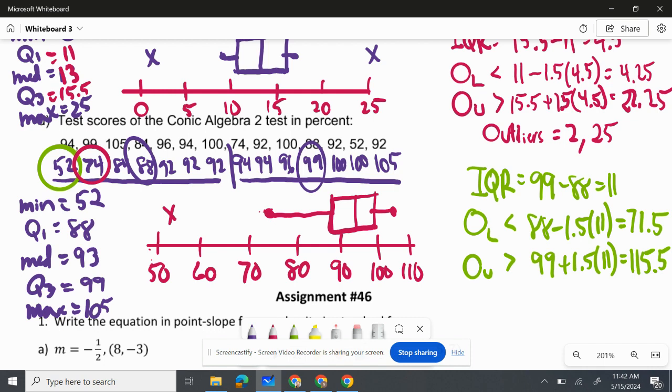Now, because it's a word problem, what we're going to do is we're going to label this. So we're going to put conics test. And then it should be in %.